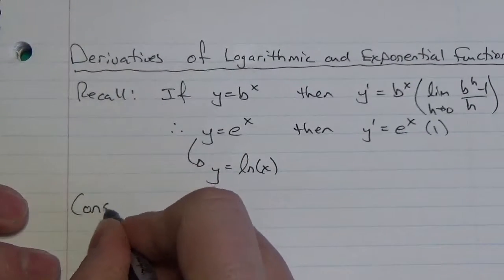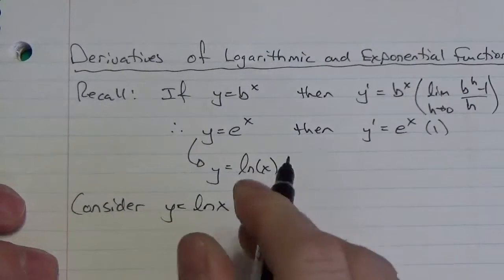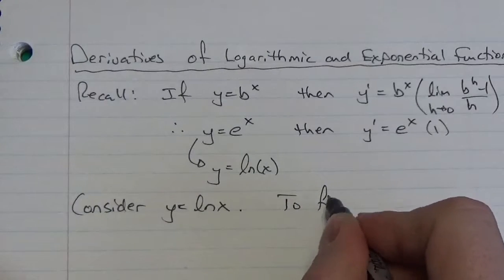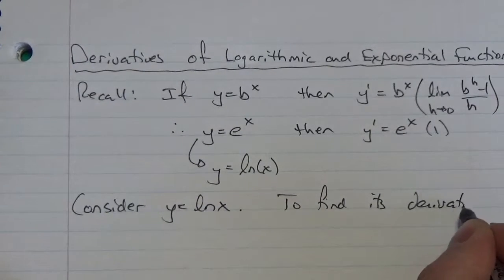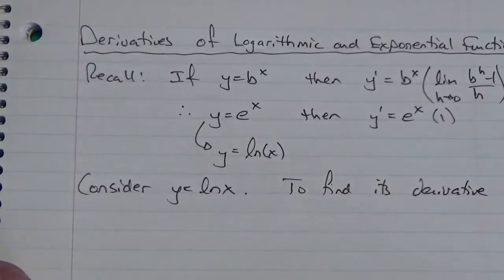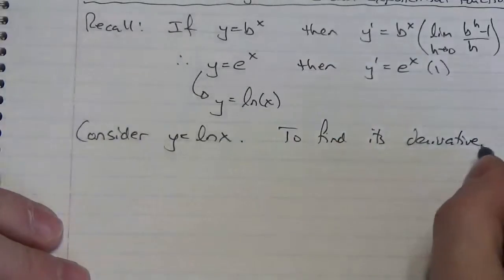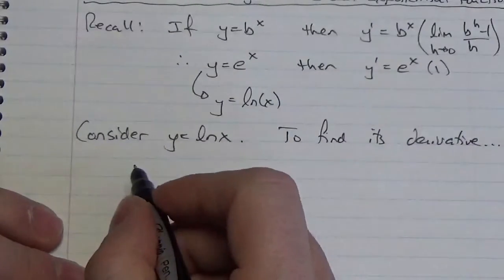So now what I want to do is consider this function: y equals the natural log of x. We're going to take the derivative. Now, to find its derivative, we're going to change its form, because it might not be clear how to do it in this form.